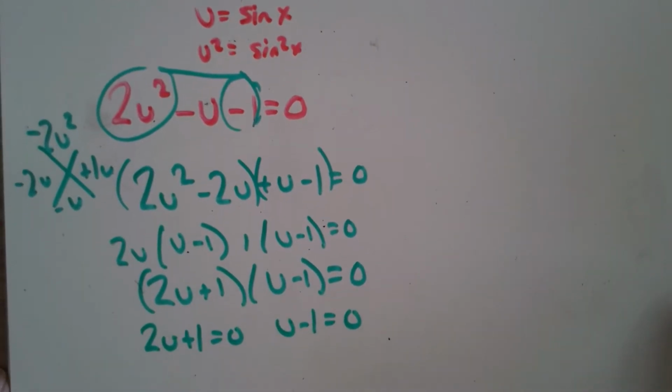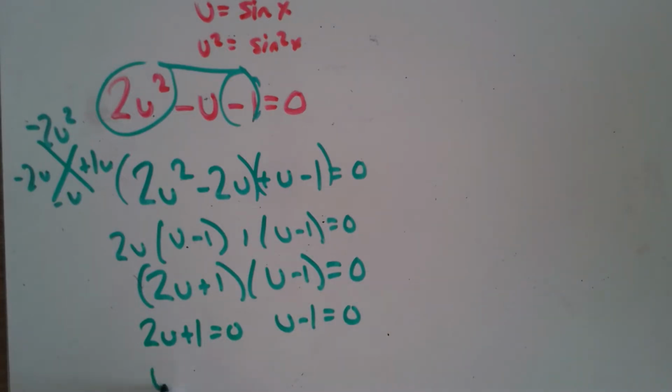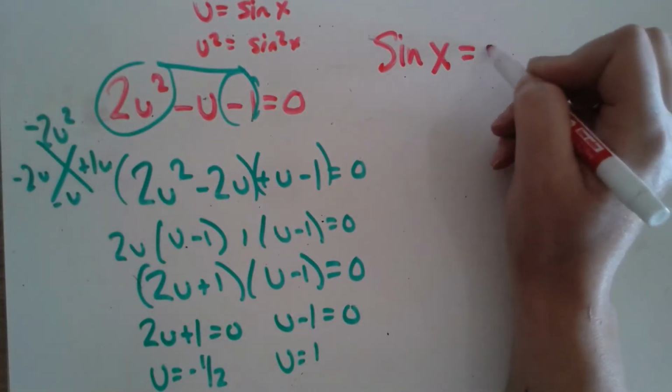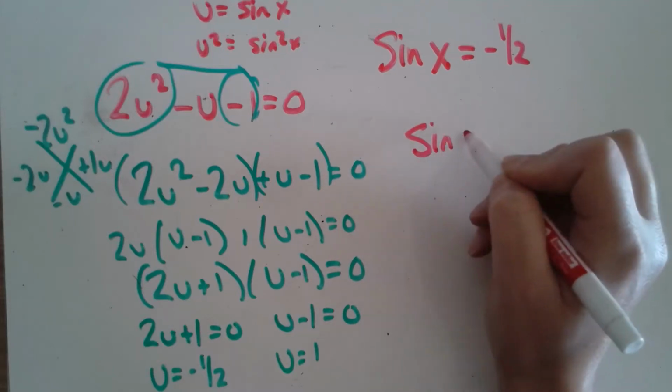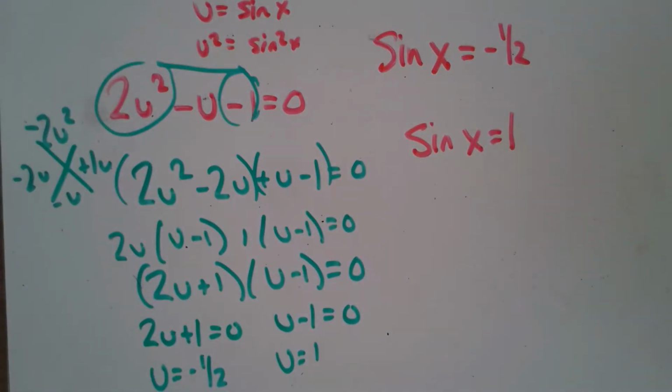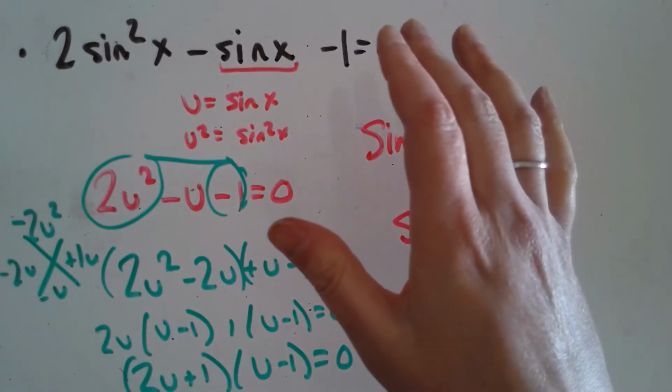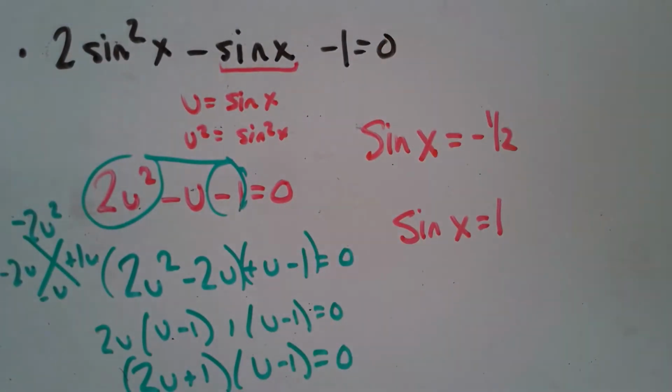Subtract the 1, divide by 2. We'd get u equals negative 1/2 and u equals 1. So subtract the 1, divide by 2, and just add the 1. Okay, but u equals sine x. So really we have sine x equals negative 1/2 and sine x equals 1. Okay, so a little bit of u substitution. Just taking something that's a little bit more complex in a quadratic and replacing it with a u, or any variable you want. U is just the one we always use.